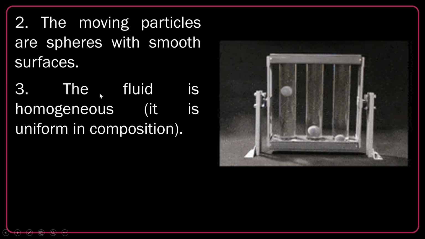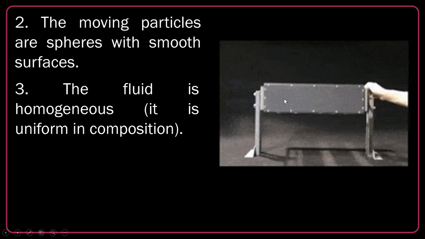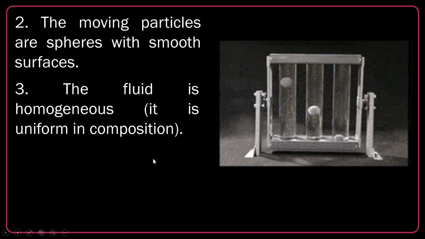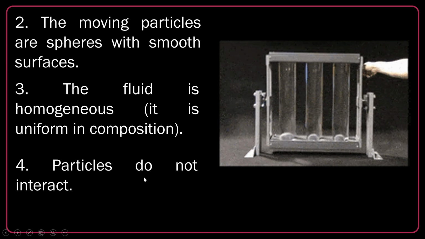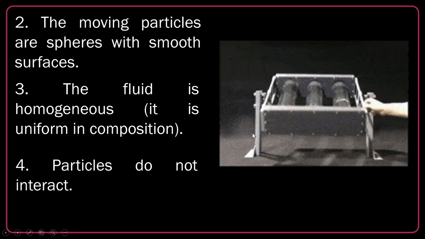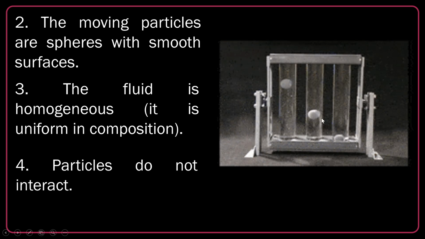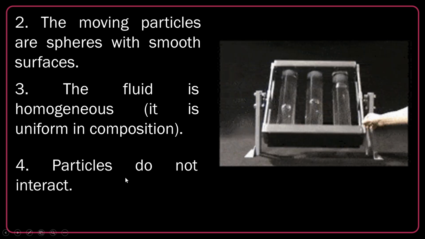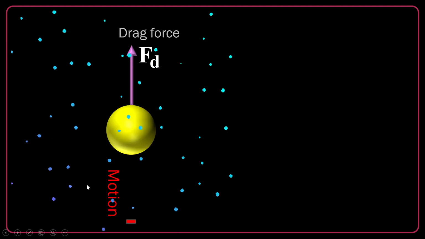Number three, the fluid is homogeneous. It is uniform in composition. Everywhere, all along the liquid, you should have the same density and the same composition. Okay. And the last is that particles do not interact. As you see, the falling objects in different tubes are totally independent of each other. They mustn't have any interaction. So based on these four assumptions, I can derive the drag force.